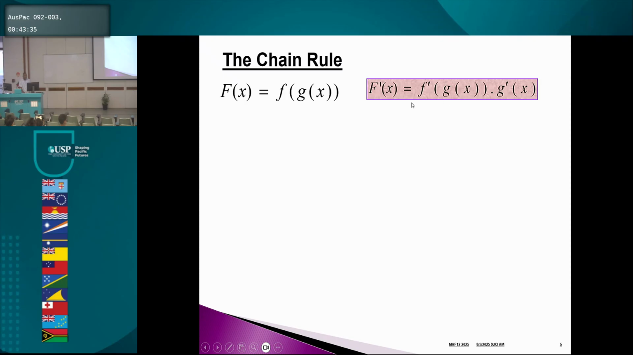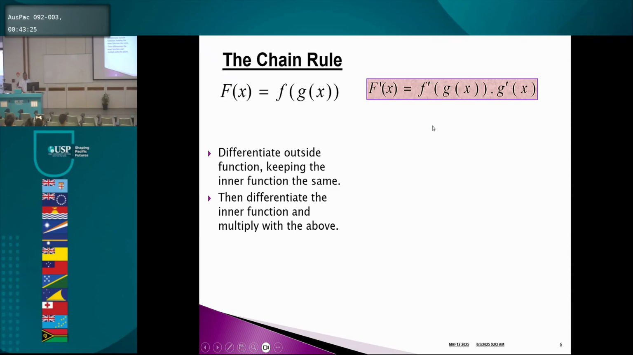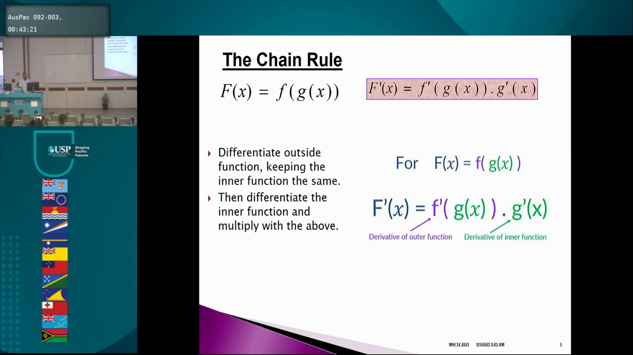I think this is in your course book. Keeping the inner function the same. And then differentiate the inner and then multiply them. So let's have a look at some examples. Again, in this case, you cannot use the chain rule, you cannot use the product rule, you cannot use the quotient rule.